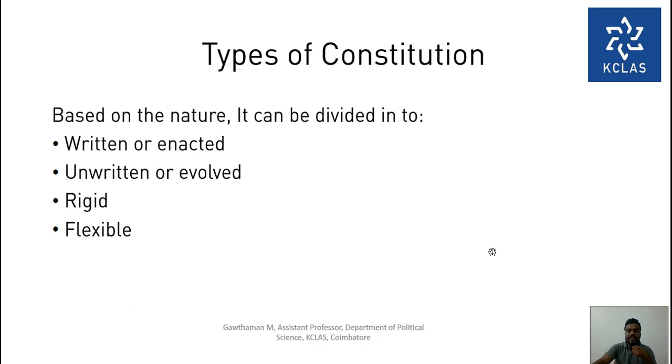Then let's discuss the types of constitution. Generally there are four types of constitution. One is written or enacted, and the other is unwritten or evolved. Written means all the laws and regulations are written in format, and most probably they are formed through a constituent assembly, where a group of people sit together and make the laws. An unwritten or evolved constitution depends on traditions, customs and conventions.